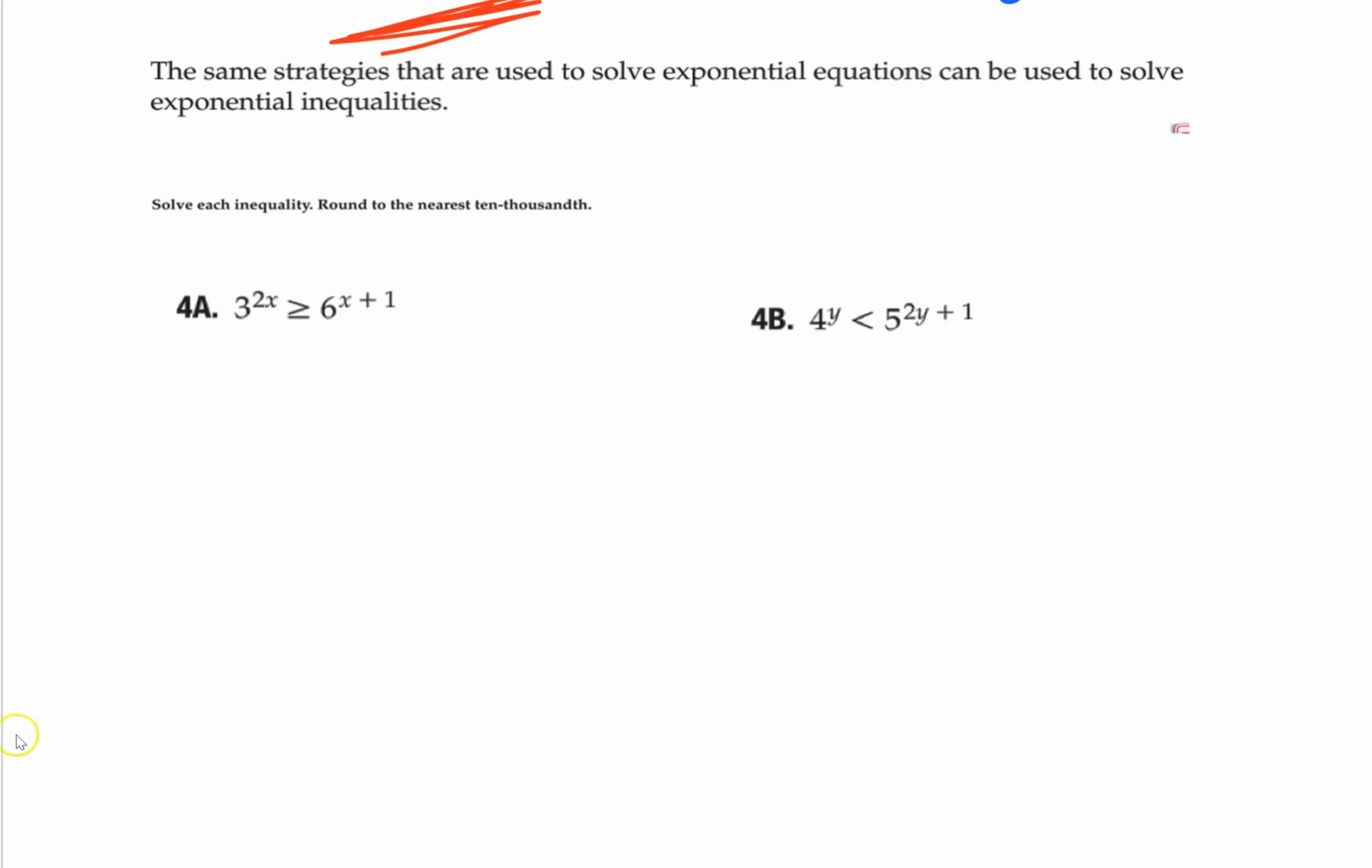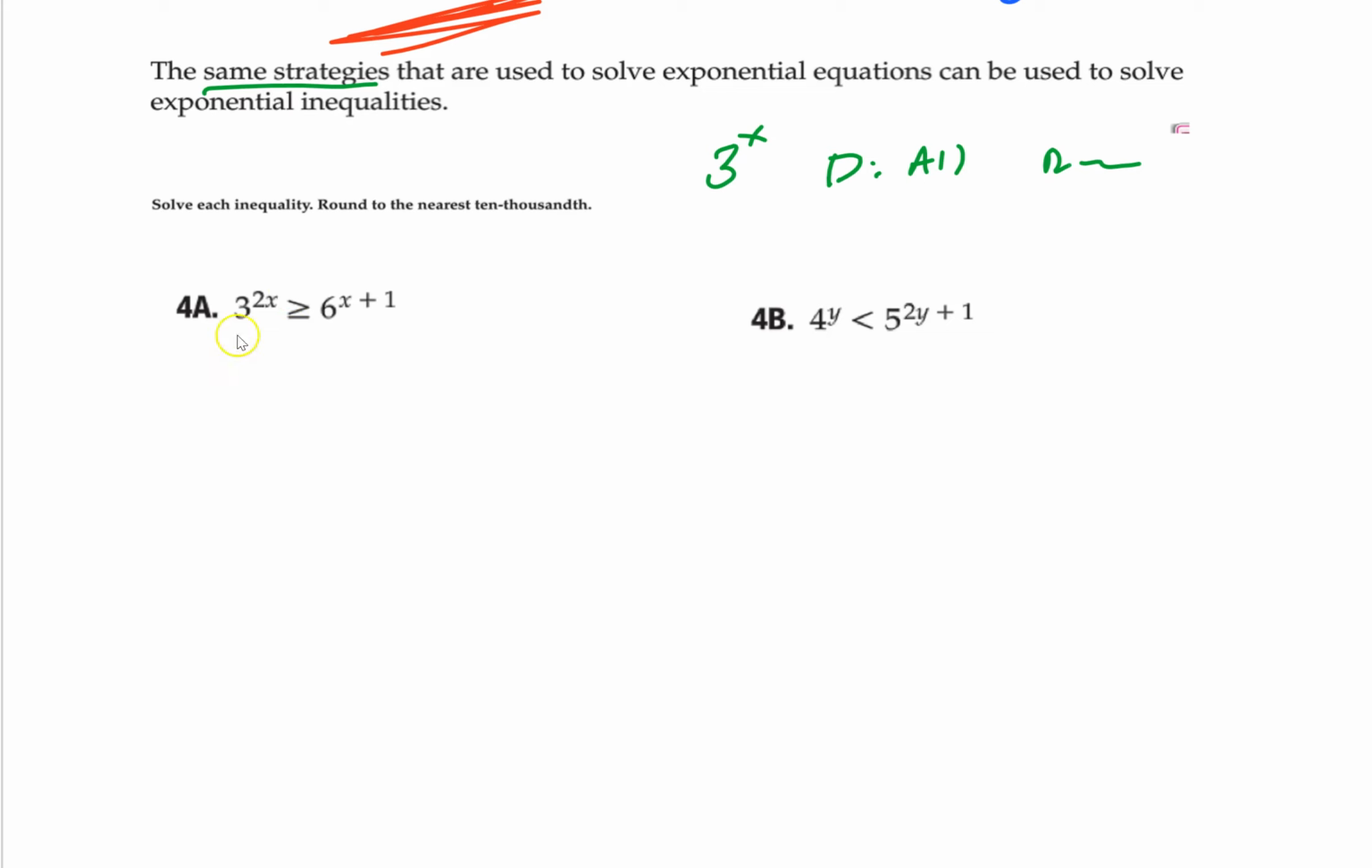So let's talk about how to solve exponentials that don't have the same base. What we do is we use the same strategies. It's the exact same rule. Remember, we don't have to worry about domain here, because the domain of an exponential is all real numbers. So I don't have to worry about the domain. Just solve it like normal.